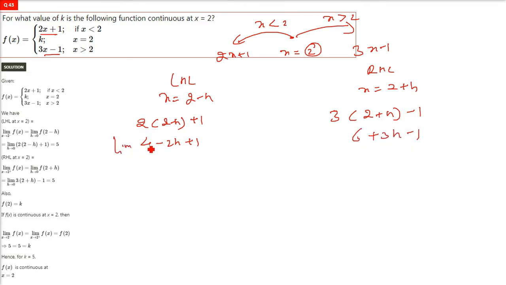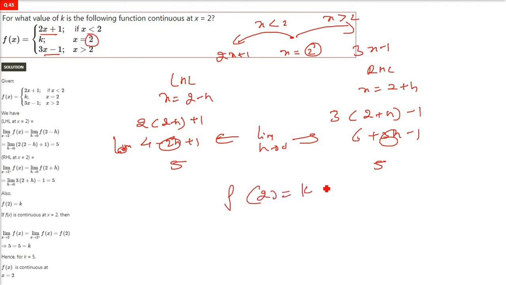Just apply the limit, limit h tends to 0, both sides. So this minus 2h is going to be 0, this 3h is going to be 0. So this is 4 plus 1 is 5, 6 minus 1 is 5. So of course this is 5, and it has to be equal to the value of the function at x equals 2, that is f2. And that is equivalent to k. So k is 5 here. Okay. So f x is continuous at x equals 2, k is 5.